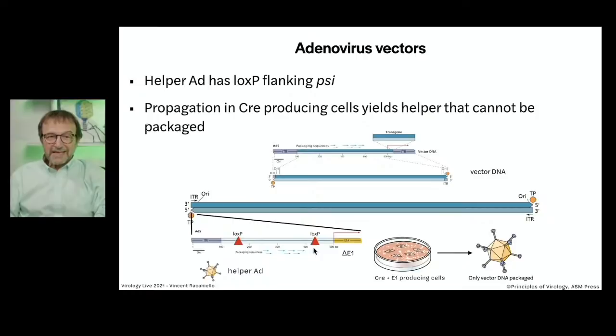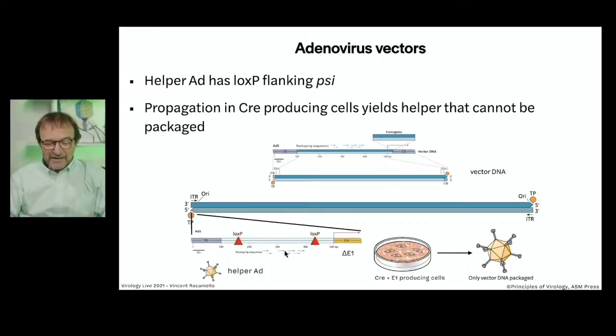Now, what is LOXP? LOXP are sites that are cleaved by a nuclease called Cre. It's a nuclease system from bacteria. It's called the Cre-Lox system. Yes, it stands for cream cheese and lox. And the LOX is the specific sequence cleaved by the Cre nuclease. So you can put these LOXP sites flanking the packaging sequences.